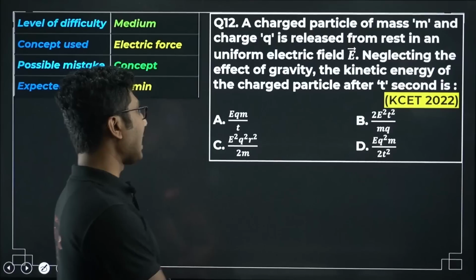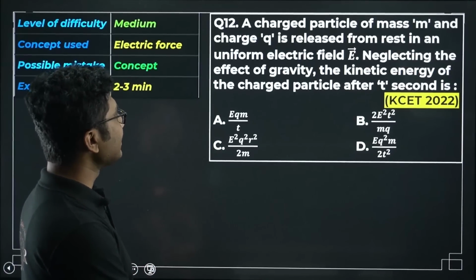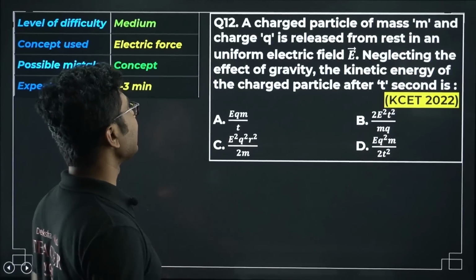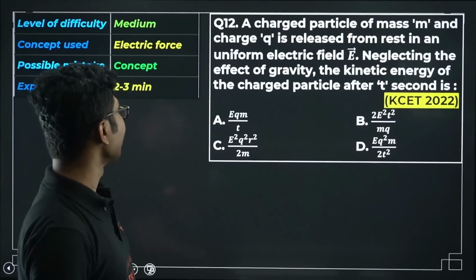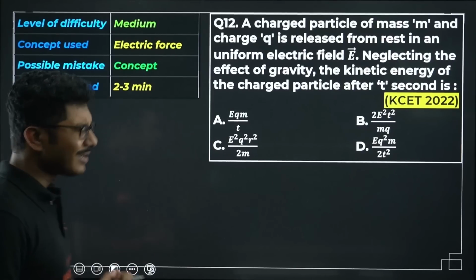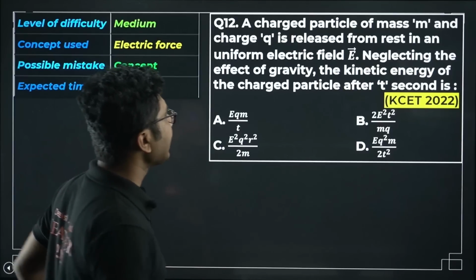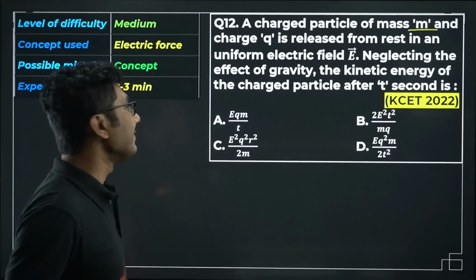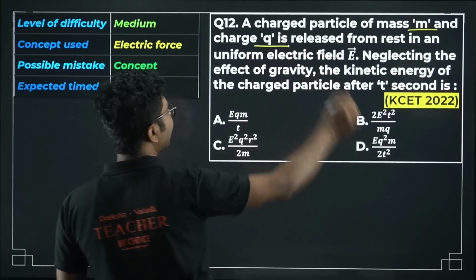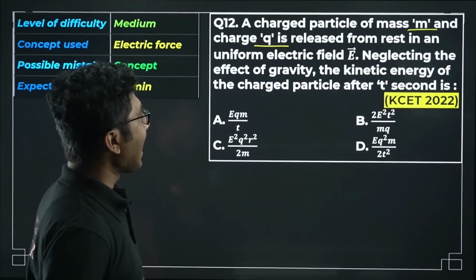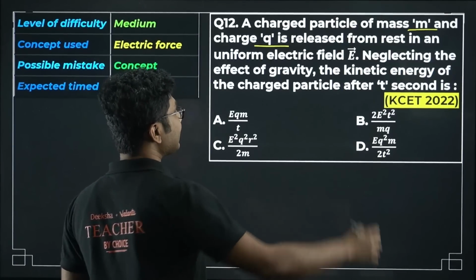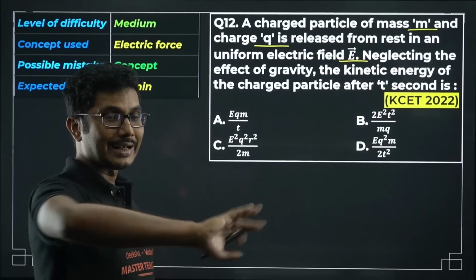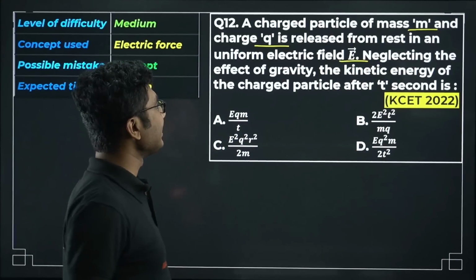Neglecting the effect of gravity, find the kinetic energy of the charged particle after t seconds. This is also a very interesting question, not easy, a medium and slightly lengthy question. The mass of the charged particle is m, the charge q is given, and after being released from rest, the electric field is E. You have to neglect gravity, air resistance, everything.